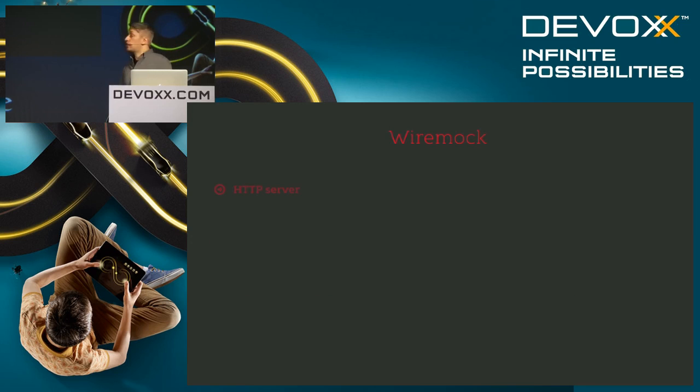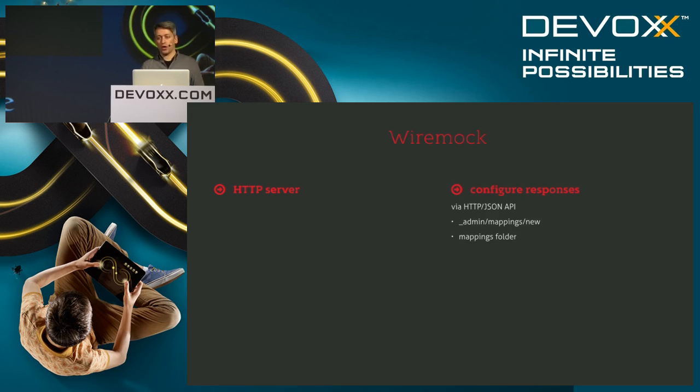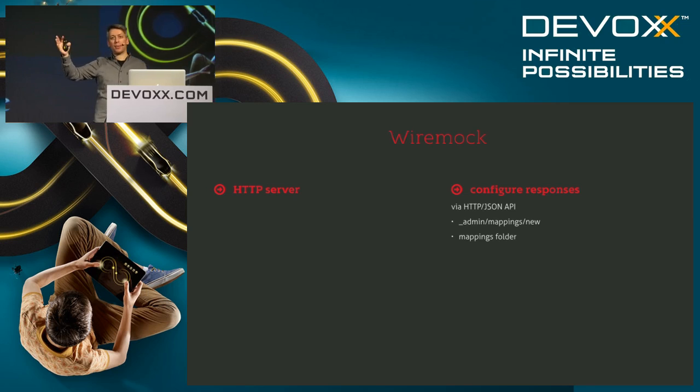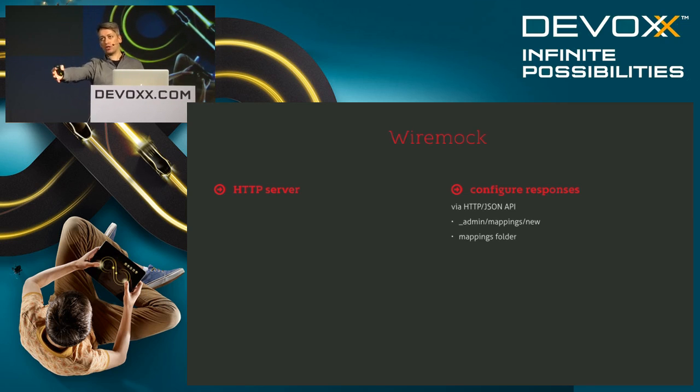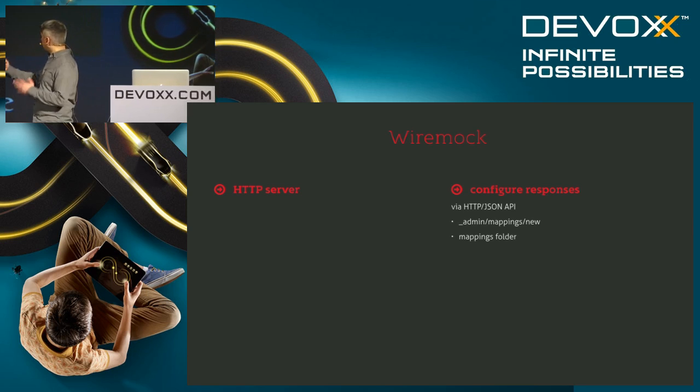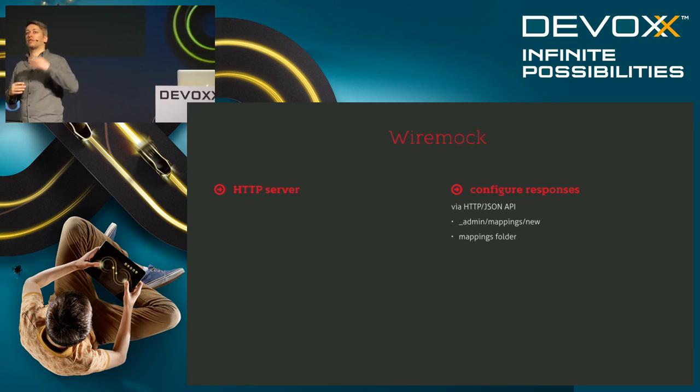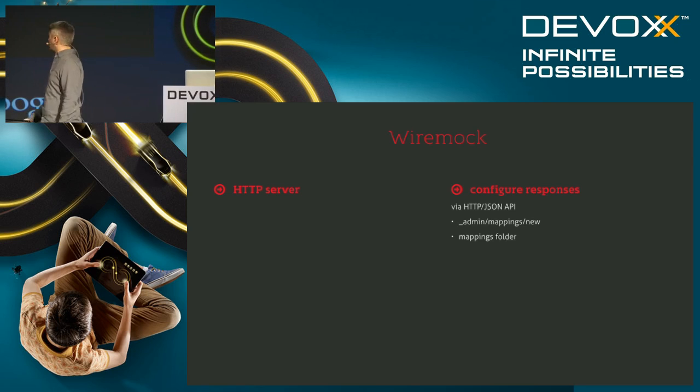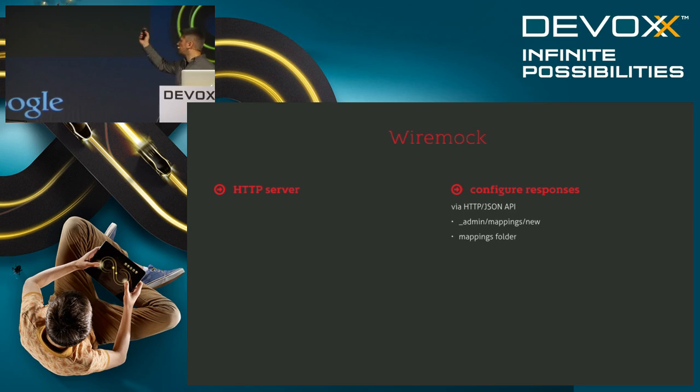And basically, it's an HTTP server. It's basically based on Jetty. And you can configure all the responses it should give for all the requests. So how you work is you can work with a JSON API. It has a certain endpoint called admin mappings, and then you can just post certain JSON, and that will be used as the configuration for, okay, for this type of request, I need to send back a certain response. You can also load up all these JSONs in a pre-configured folder, so that's also a possibility.